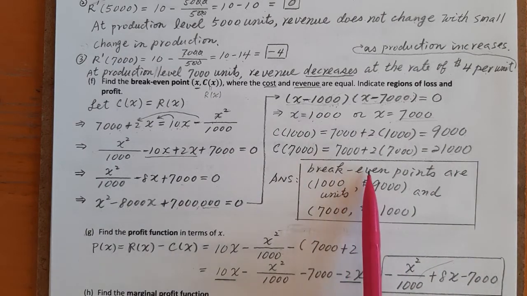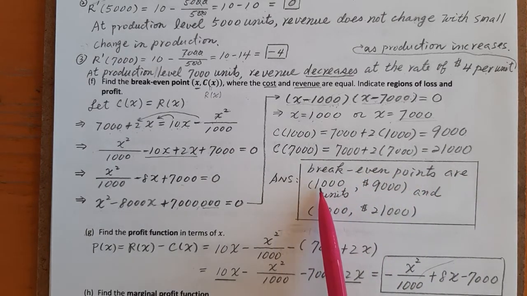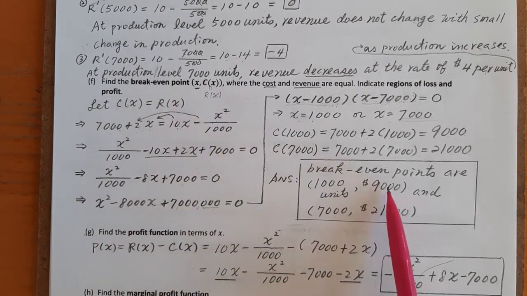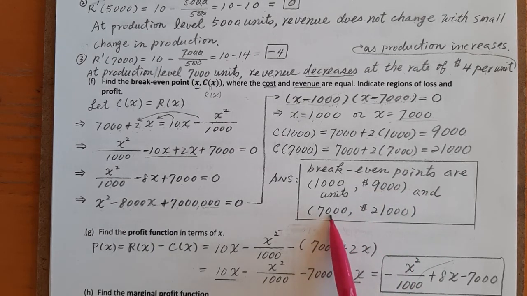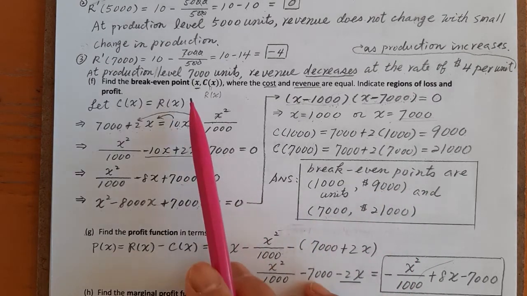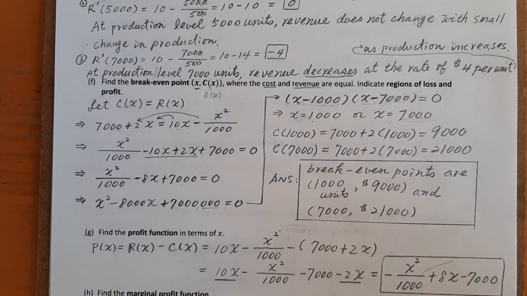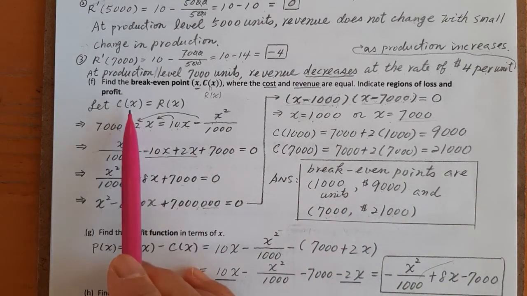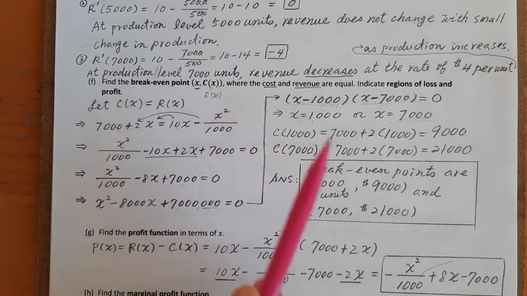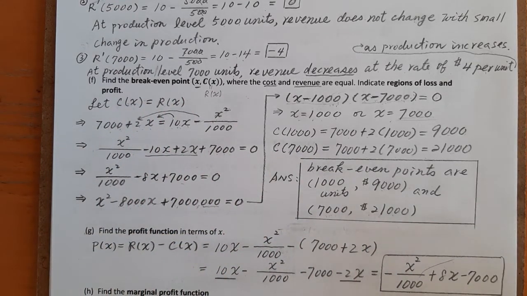So put down the break-even points are: when x is 1,000 units, the cost or revenue is $9,000. Another break-even point is when x is 7,000 units, and the cost or revenue is $21,000. So for break-even points, let the cost function equal the revenue function and solve for x.